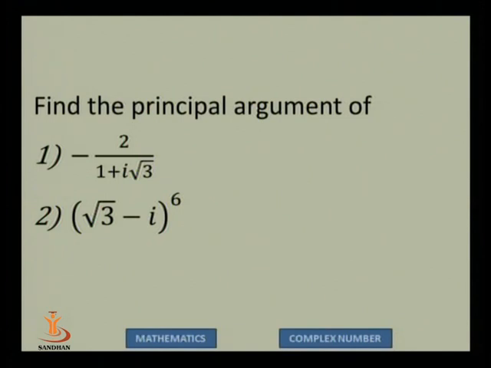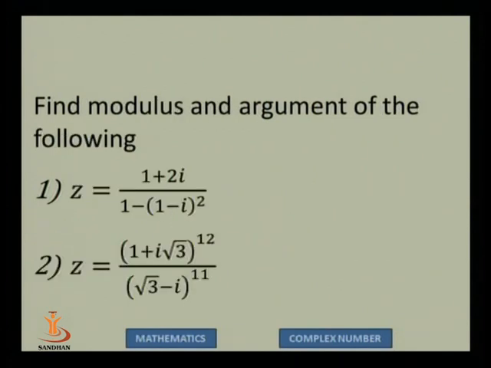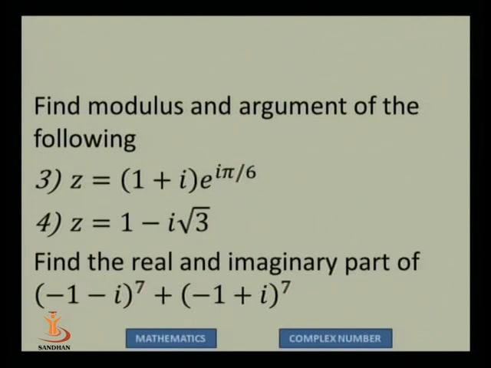Now see in the PPT, there are more examples of modulus and argument. Z equal to 1 plus 2i divided by 1 minus i, the whole raised to 2, and the second one is 1 plus i root 3 raised to 12 upon root 3 minus i. In the second example, we will multiply and divide by 2 raised to 12. There are more examples. Find the modulus and argument of the following complex number. So let me take the third one. It is a little bit different.